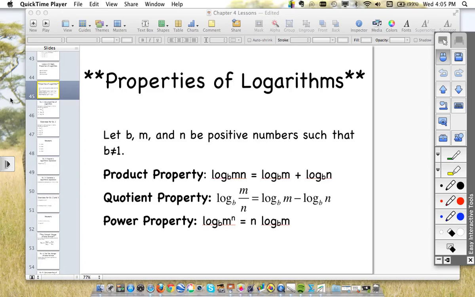All right, we're going to begin with lesson 4.5 on applying properties of logarithms.